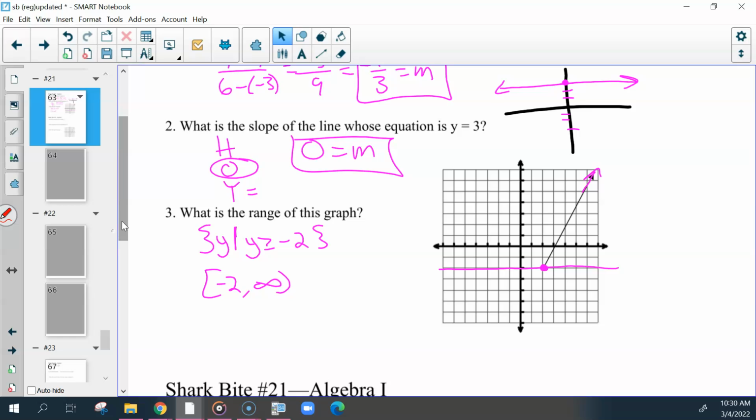For the third, it's asking about the range of this graph. The range is lowest to highest. The lowest point on this graph is at -2. So you can write this one of two ways, using your set builder notation or your inequalities. Y is greater than or equal to -2 because it keeps going up. Or using your interval notation, it would start at -2 with a square bracket and then go to positive infinity. Question on number 3.